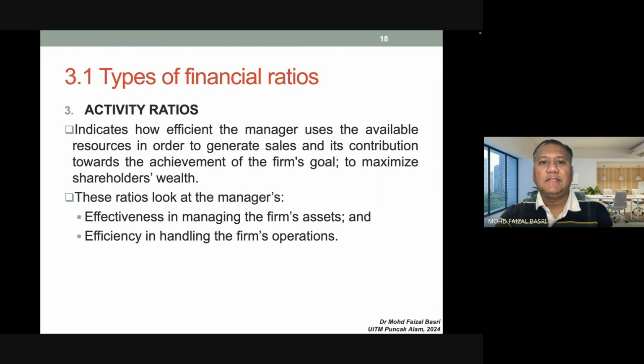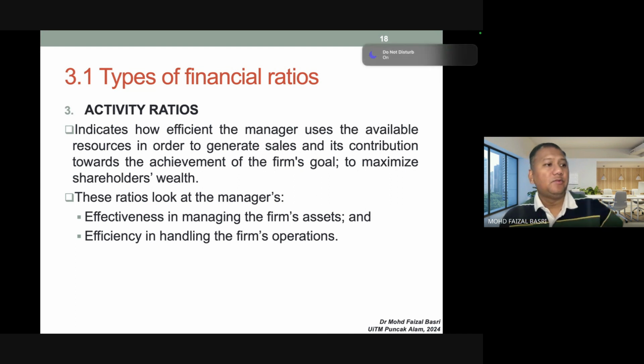Right, so this indicates how efficient the manager, which is the internal staff, right, uses the available resources in order to generate sales and its contribution towards the achievement of the firm's goal in order to maximize the shareholders' wealth. Okay, so kita tengok ratio dia, nak tengok how effective and how efficient the company, okay, the company punya performance, right, in how they manage dia punya resources.